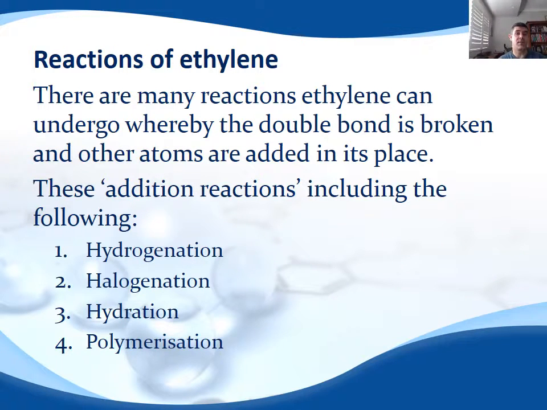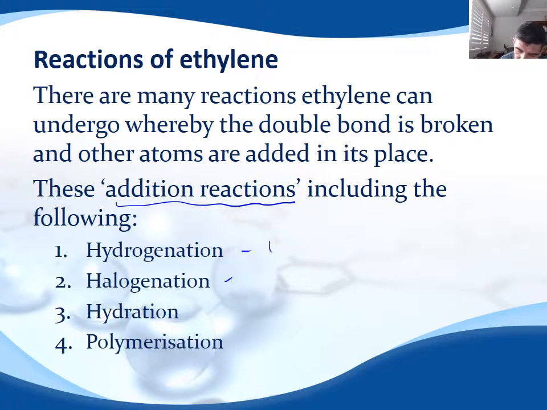As a consequence of that, there are a number of different reactions that ethene can undergo when the double bond is broken and other atoms are added across that site of the break. These are called addition reactions, and they are distinguished from where a saturated hydrocarbon, like an alkane, has maybe one of these, particularly a halogen, being substituted for a hydrogen. Those are substitution reactions. Addition reactions occur when substances or atoms are being added directly across the double bond.